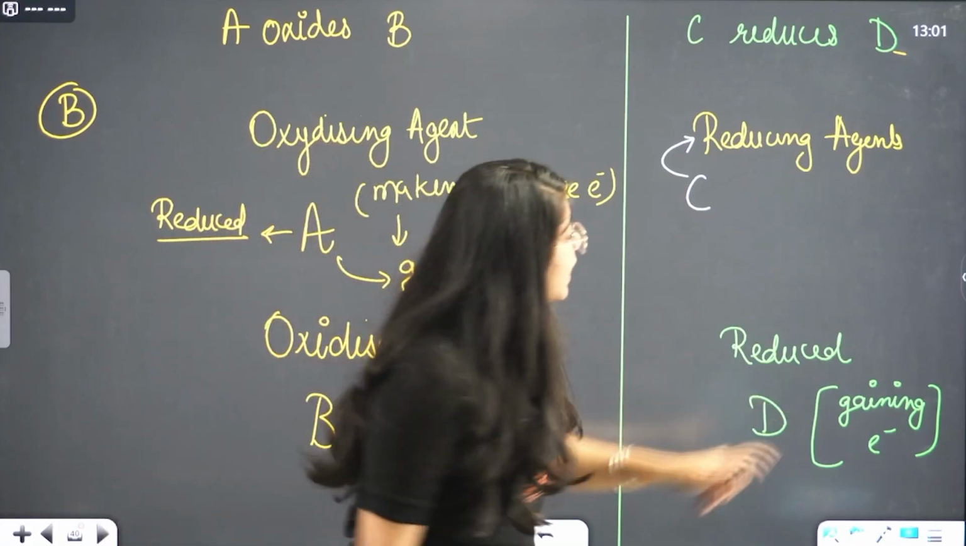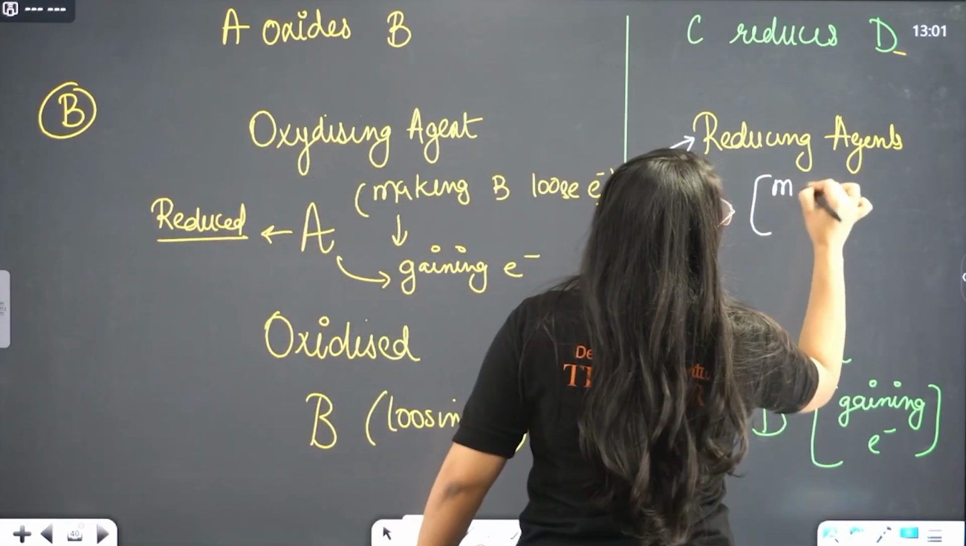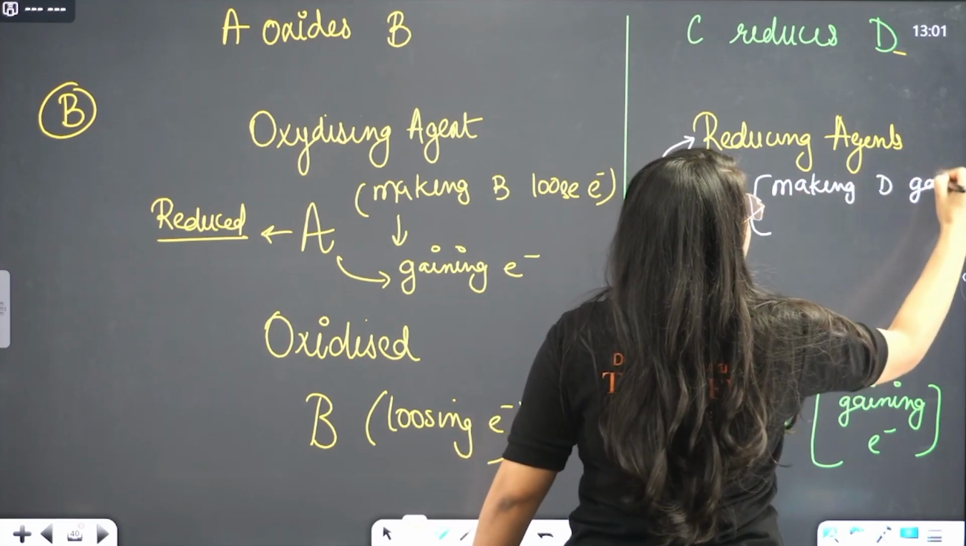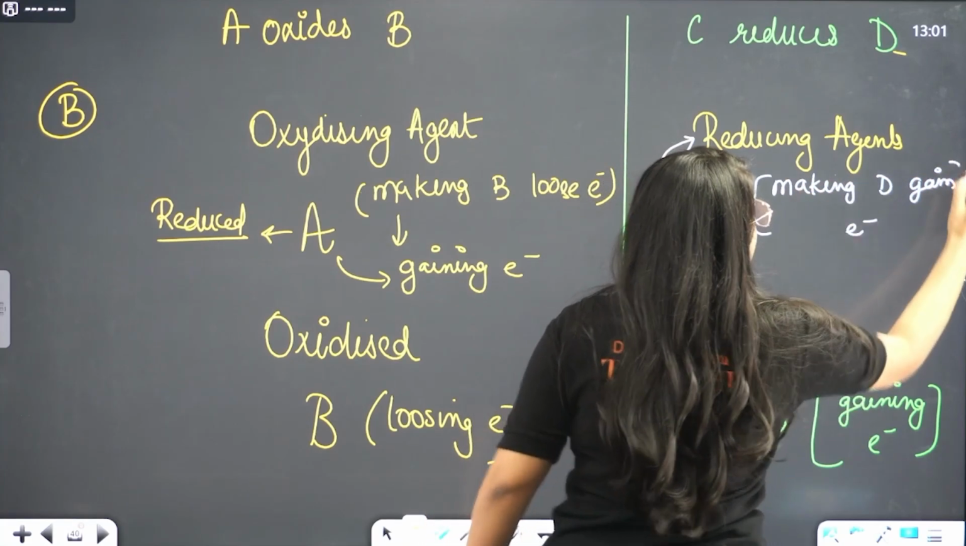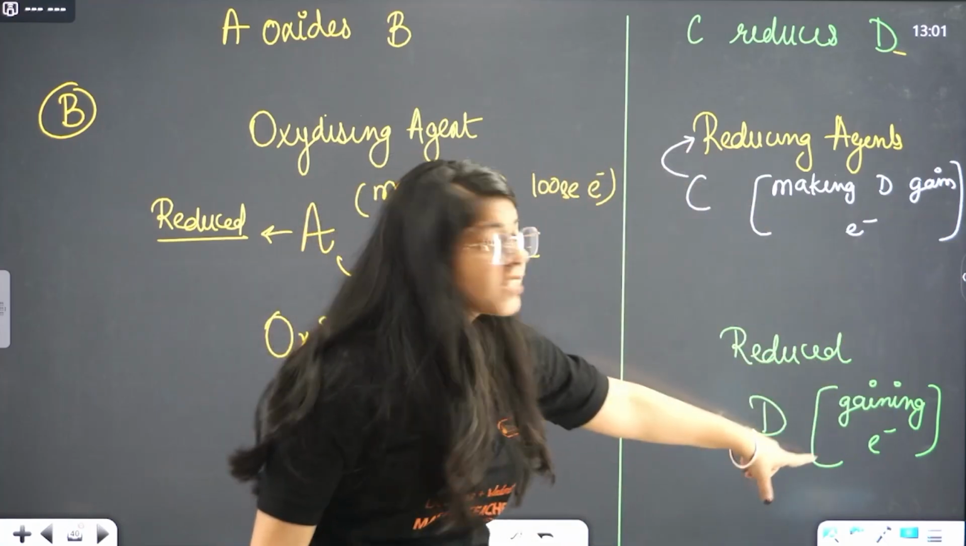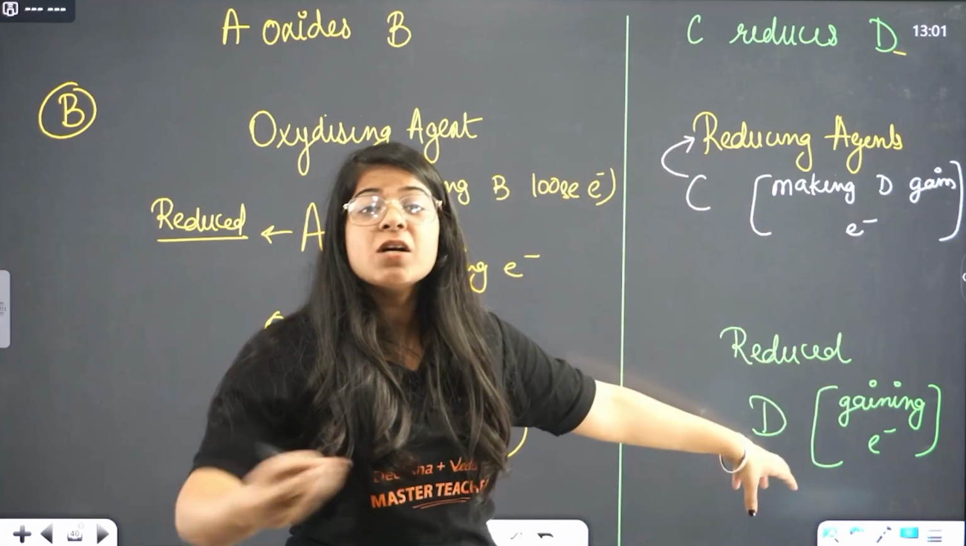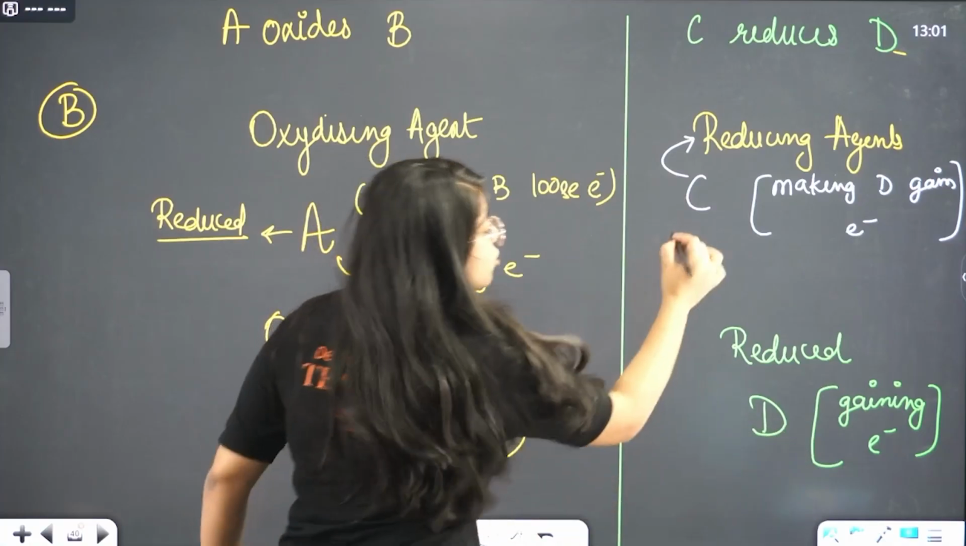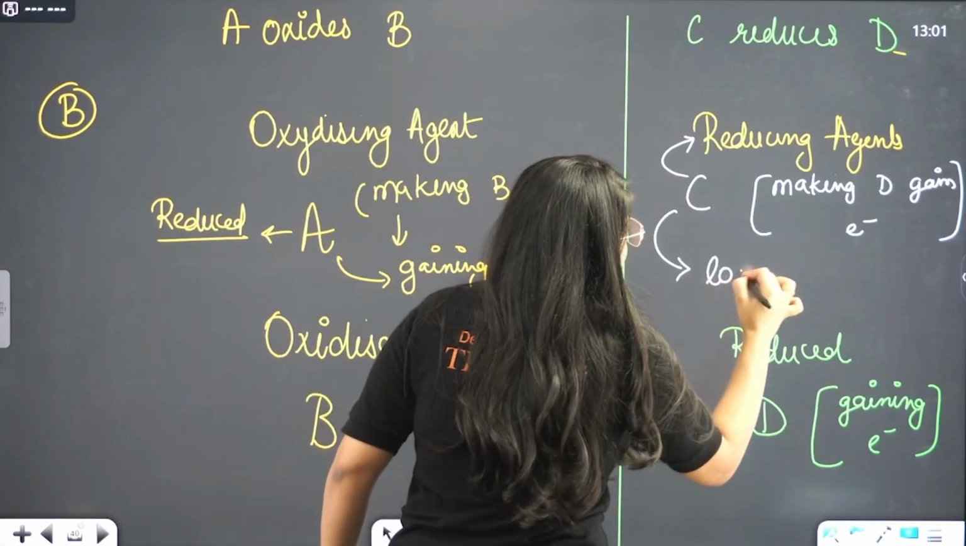Now C is making D gain electrons. Done. Now if D is gaining electrons, where are those electrons coming from? C is giving them. So C is losing electrons.